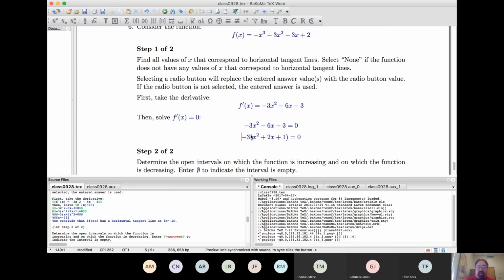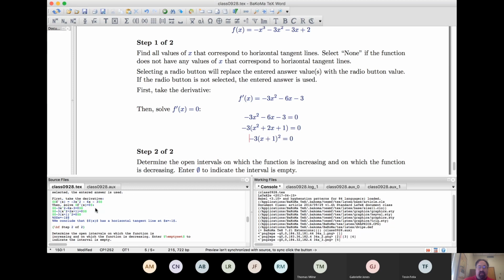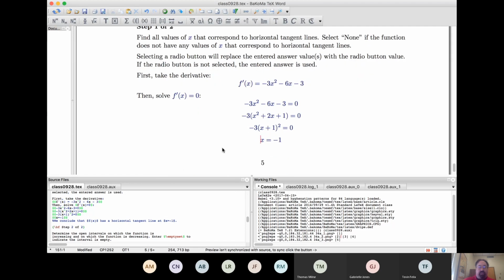And what's left is, notice all the terms are negative. So when I factor out -3, now all the terms are positive. x squared plus 2x plus 1. And that factors out nicely to be a perfect square. So we have x plus 1, the whole thing squared, is equal to 0. So now we just need to see where this factor is equal to 0. So that means that you're just going to get x equal to -1. So that is the only point at which there's a horizontal tangent.